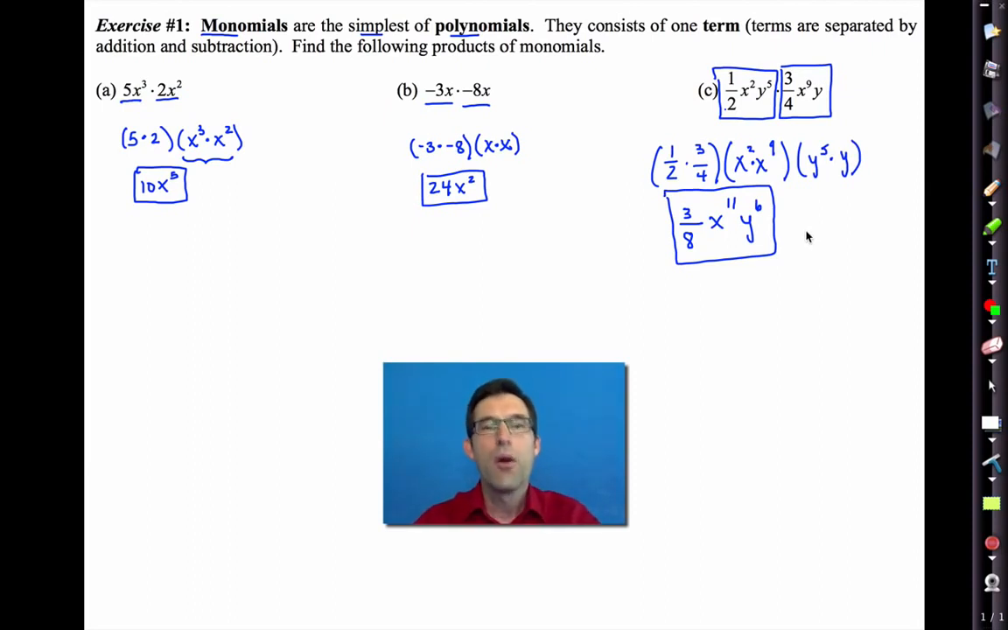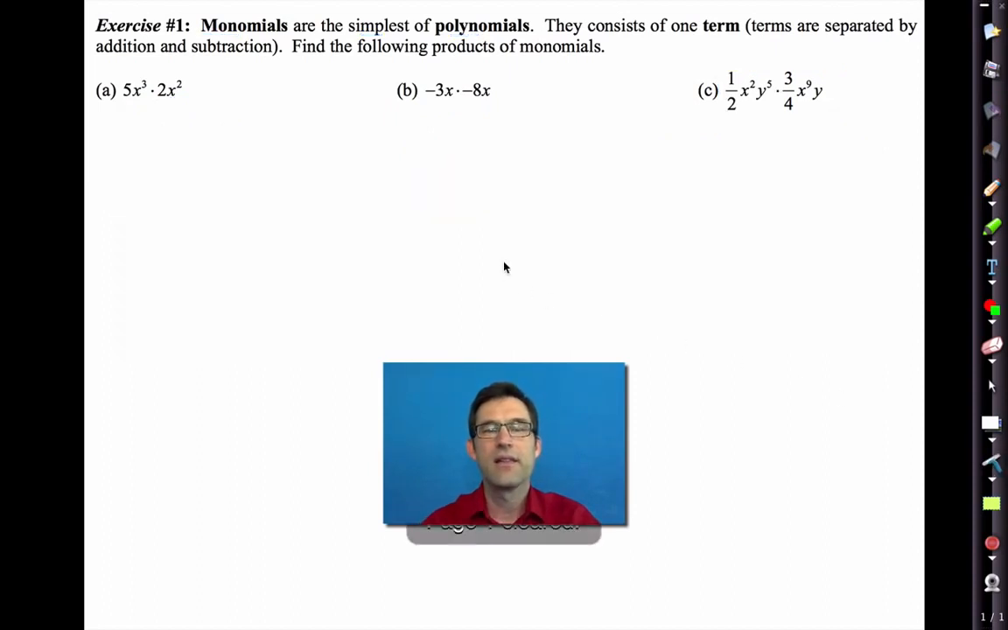Multiplying monomials together quickly and effectively is very, very important because in the next set of problems, we're going to start to multiply more complicated polynomials together. Pause the video now if you need to. Write down anything you have to and make sure you've got this process down. All right. I'm going to clear out the screen and let's continue.